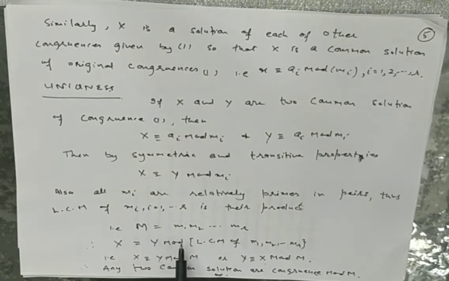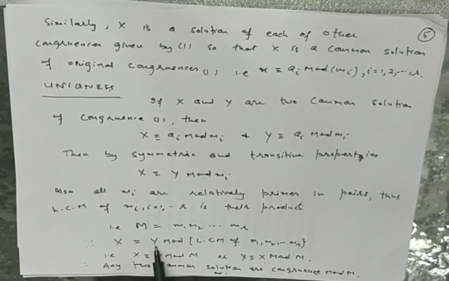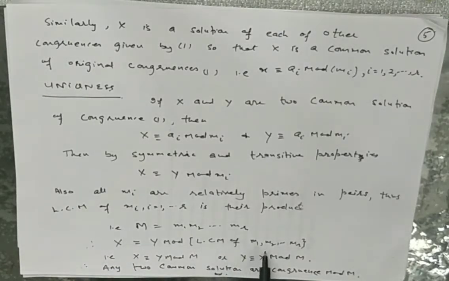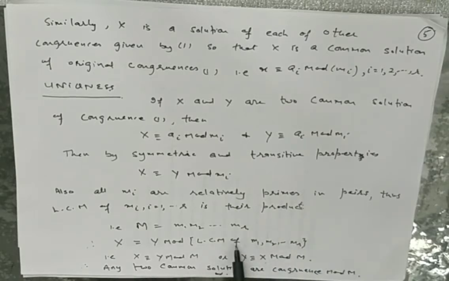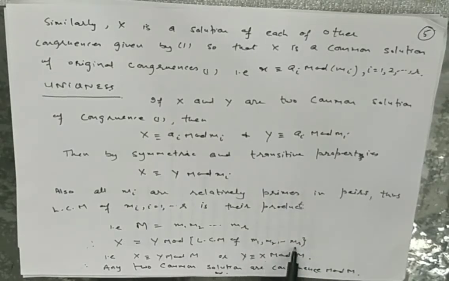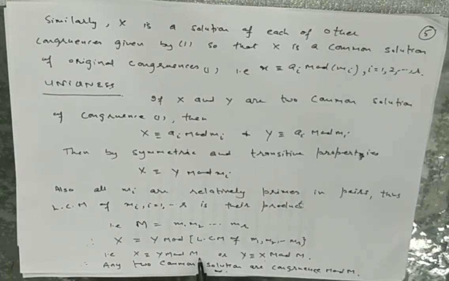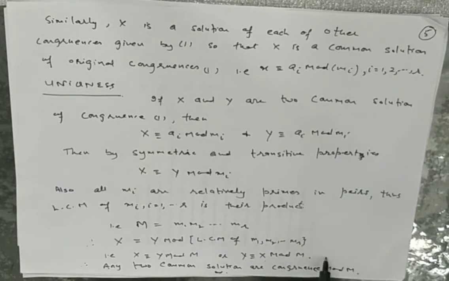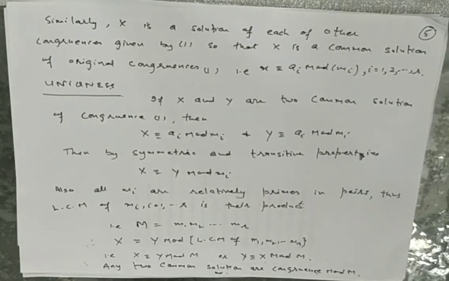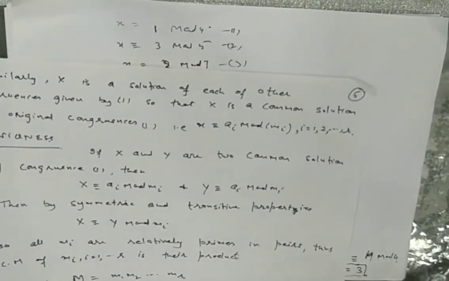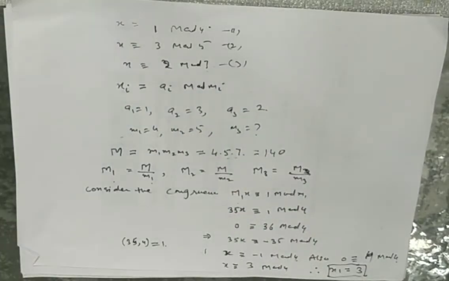That is, capital M is equal to m1 into m2, so on up to mr. So we can say that x is congruent to y modulo LCM of m1, m2, ..., mr, which is the product of these m1, m2, ..., mr, that is capital M. So we can say x is congruent to y modulo M, or y is congruent to x modulo M. That is, the solution is unique up to congruence modulo M. Hence the proof of the Chinese remainder theorem.